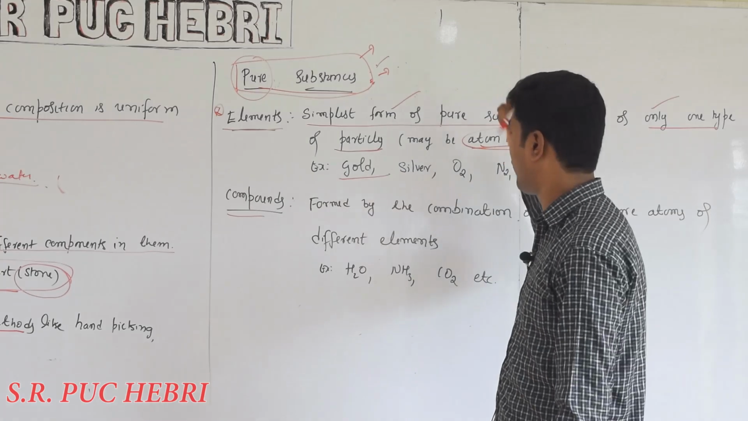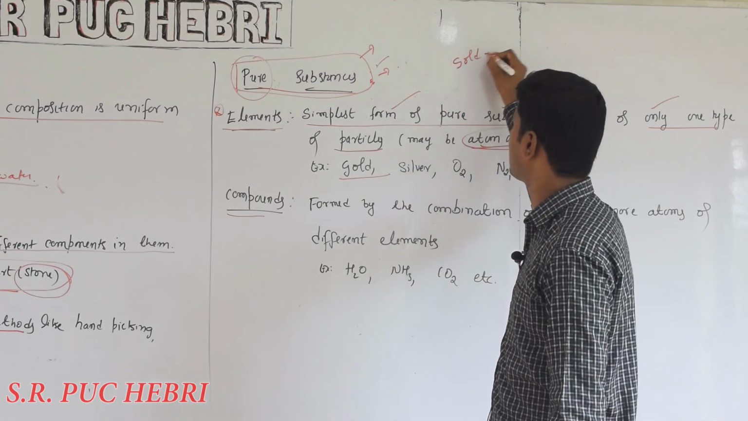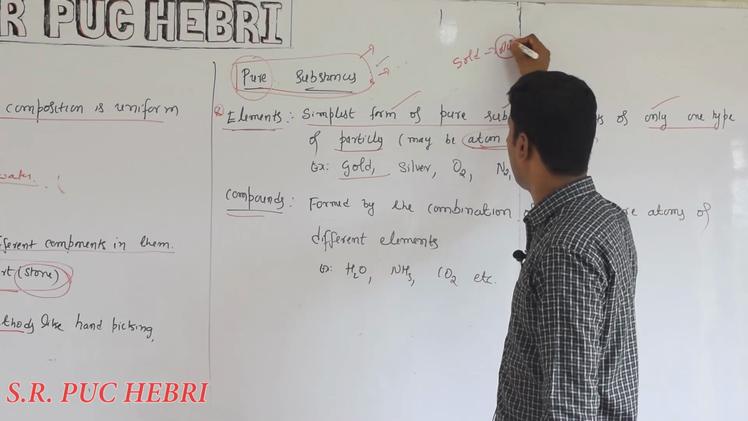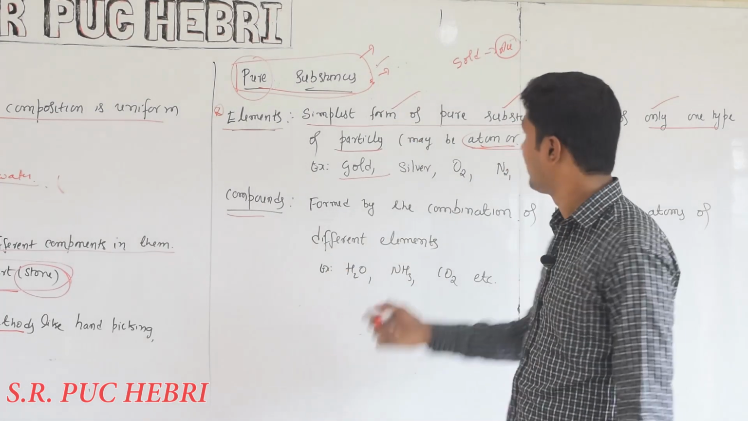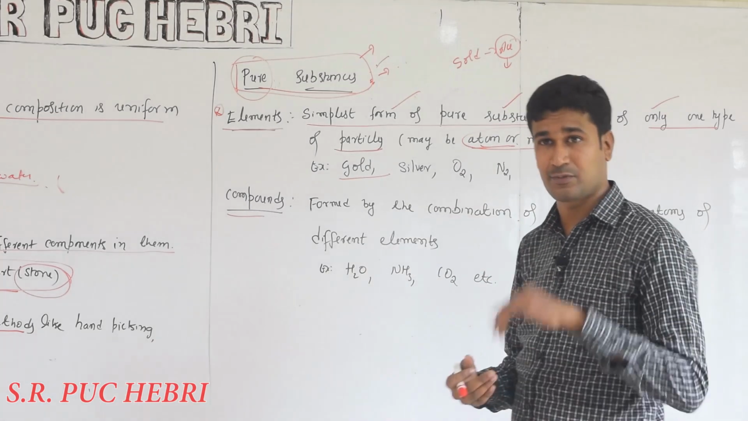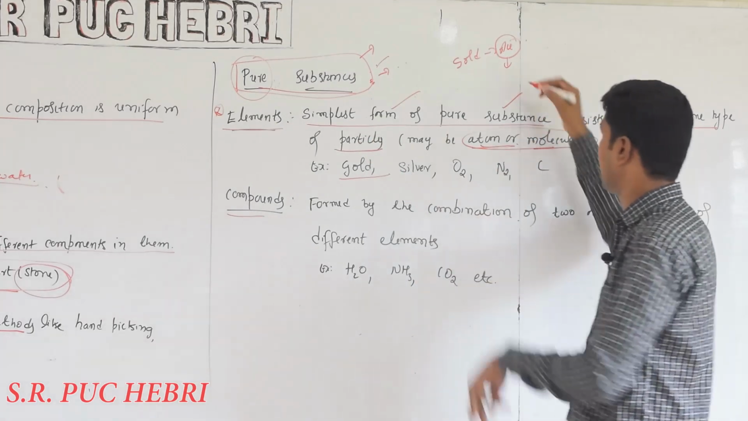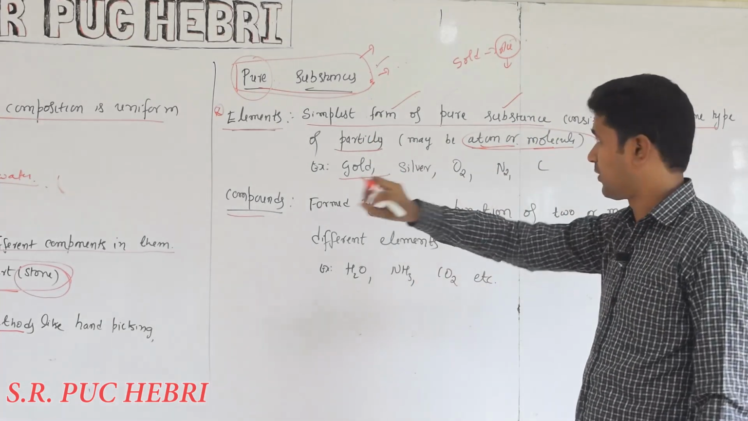Gold is an example of a pure substance. Why? In gold you can find only the atoms of gold. And you cannot further divide these gold atoms into smaller particles of that element. So that is the smallest atom.